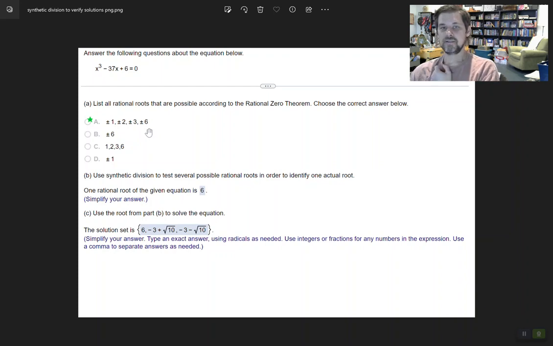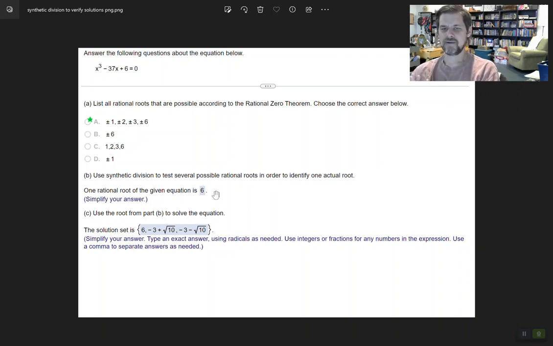There's something called the rational roots theorem, or the rational zero theorem, to make this list, and I've included another video for that. But here's the list of the possibilities. There's a solution to this equation, and it's one of these numbers. Now look at part B. Part B says use synthetic division to test several possible solutions. Basically, it says use synthetic division to try these out, trial and error, to find one that actually works.